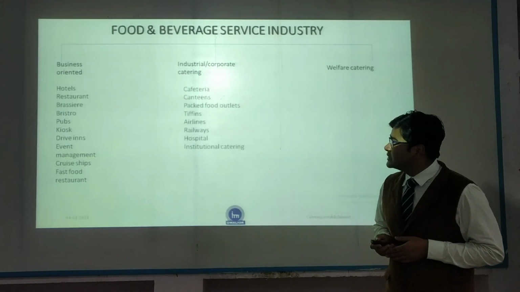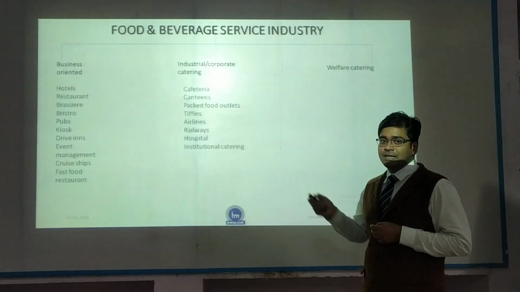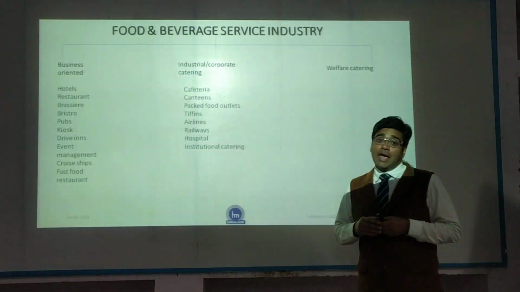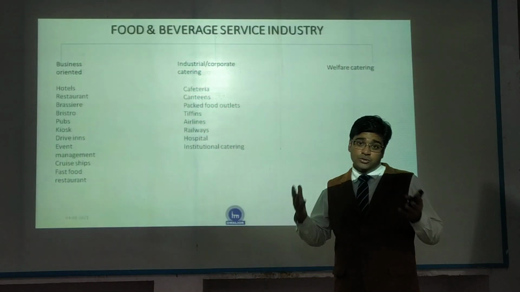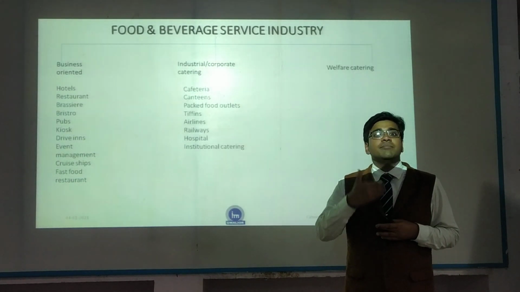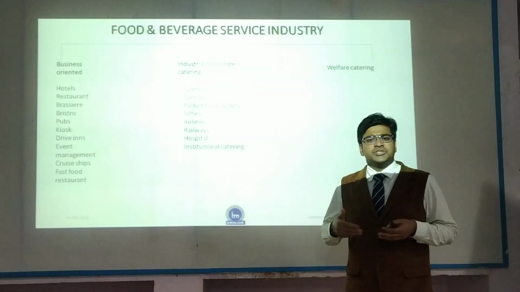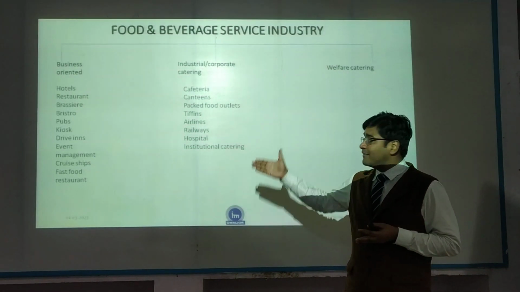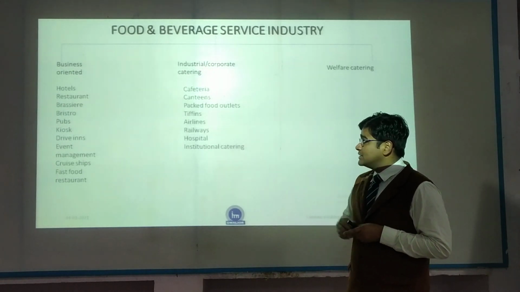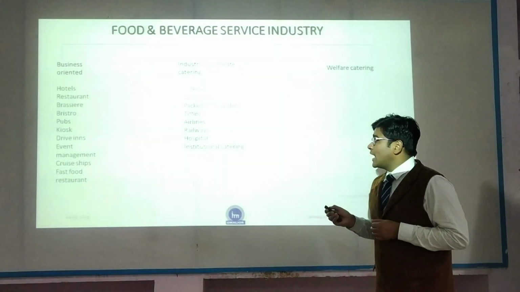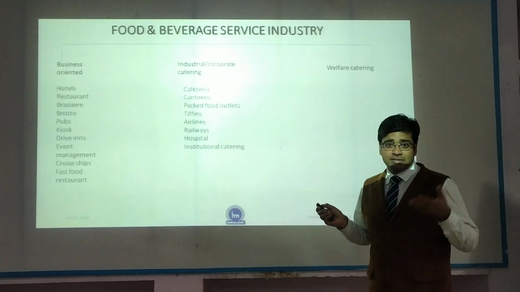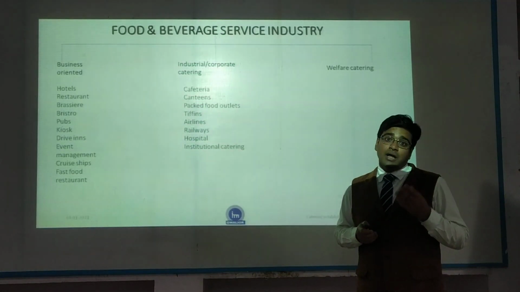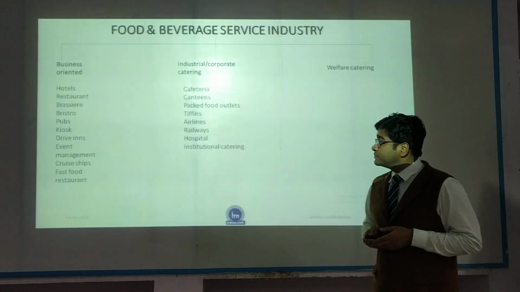Followed by the next one, it comes under the industrial and corporate catering. The name itself suggests: industry, corporate. Let's take an example. I am working in a Wipro office, and I also have a staff cafeteria. Over there, food and beverage is also served. Not generally beverage all the time, but the food is always served over there. So those also have this classification. There is a cafeteria, there is a canteen, or we also call it school canteens. There is a packed food outlet, tiffin service, a very, very famous tiffin service that we can see in the city of Mumbai, the largest tiffin service network on the planet.